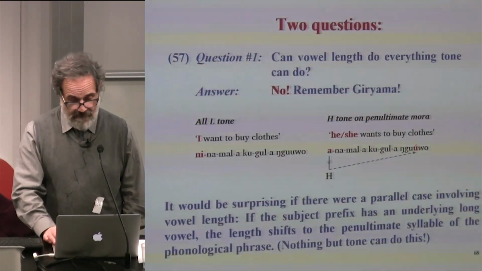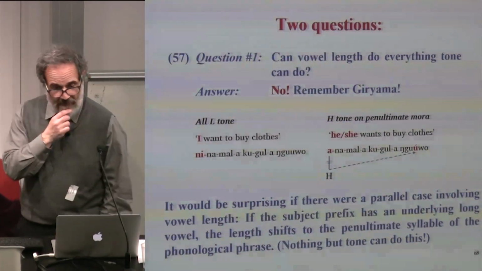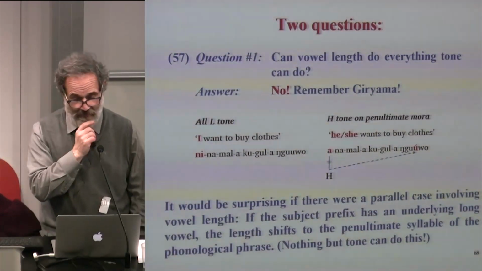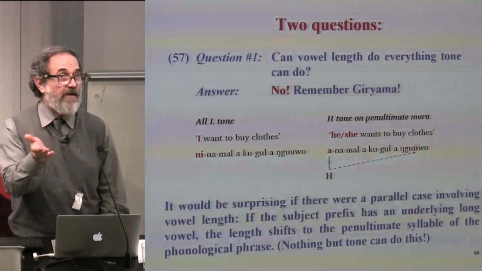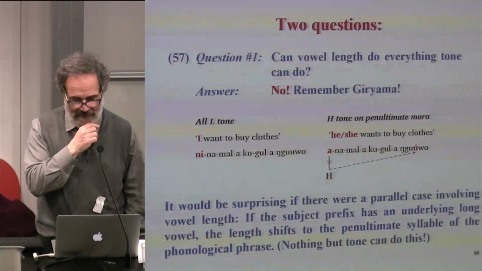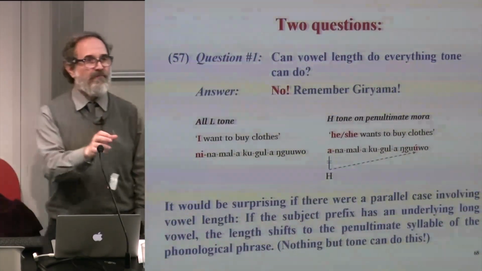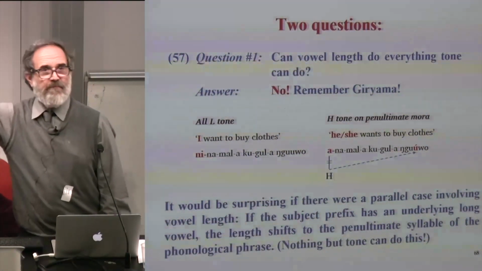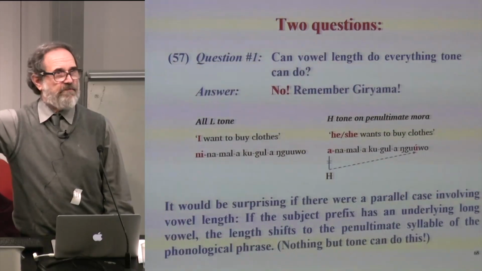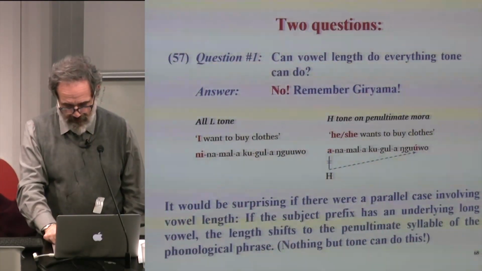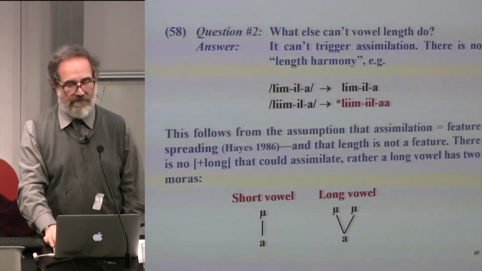Okay, so two questions then. Coming back to my general introduction, can vowel length do everything tone can do? Well, no, remember Giriyama. I've said this keeps coming back at us, okay? It would be very surprising if there were a parallel case that if a prefix has a long vowel, it transfers that length to the penultimate syllable of two words to the right, two words later, okay? We just don't know anything like that. Only tone can do that, okay?